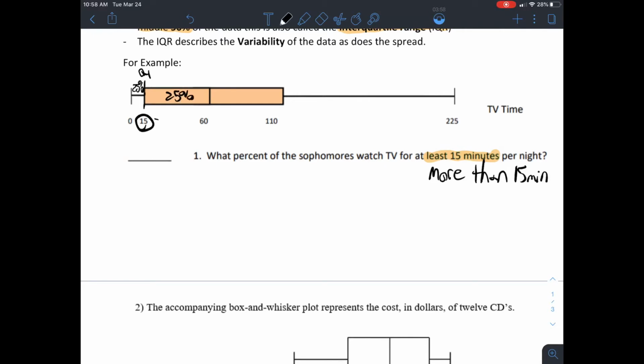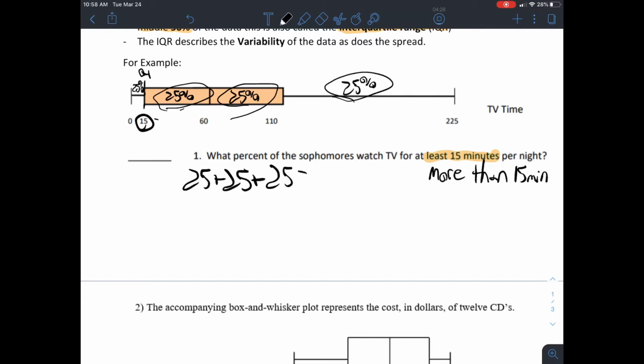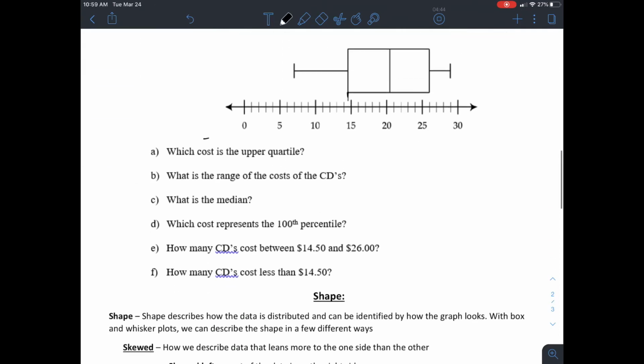I know that in the first half of my box, I have 25% of my data. In the second half, I have another 25%, and my whisker also contains 25% of my data. So 25% is above 15. This 25% is watching for more than 15 minutes, this 25% is also watching more than 15 minutes, and so is this. So 25 plus 25 plus 25 means that 75% of these students are watching TV for at least 15 minutes a night. And only 25% are watching for 15 minutes or less a night.